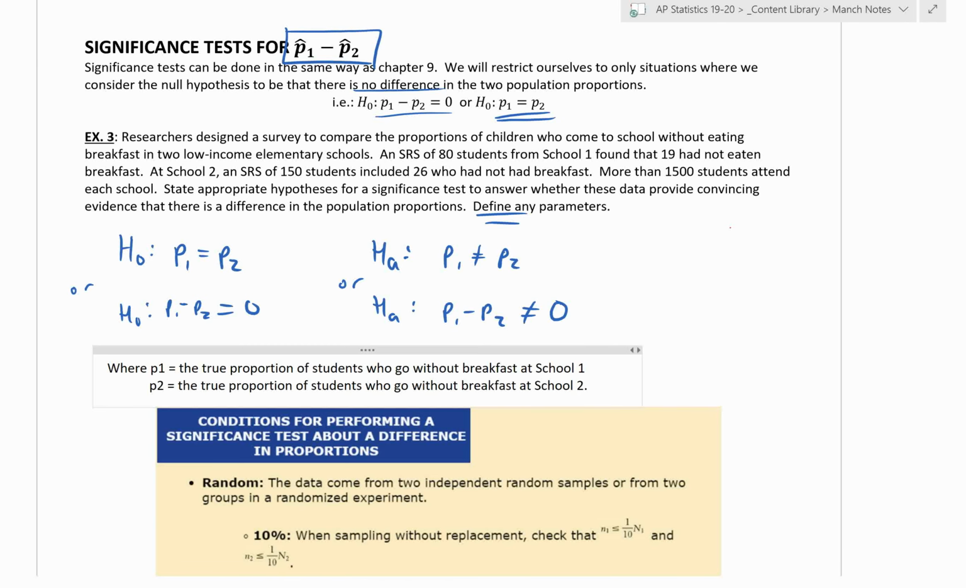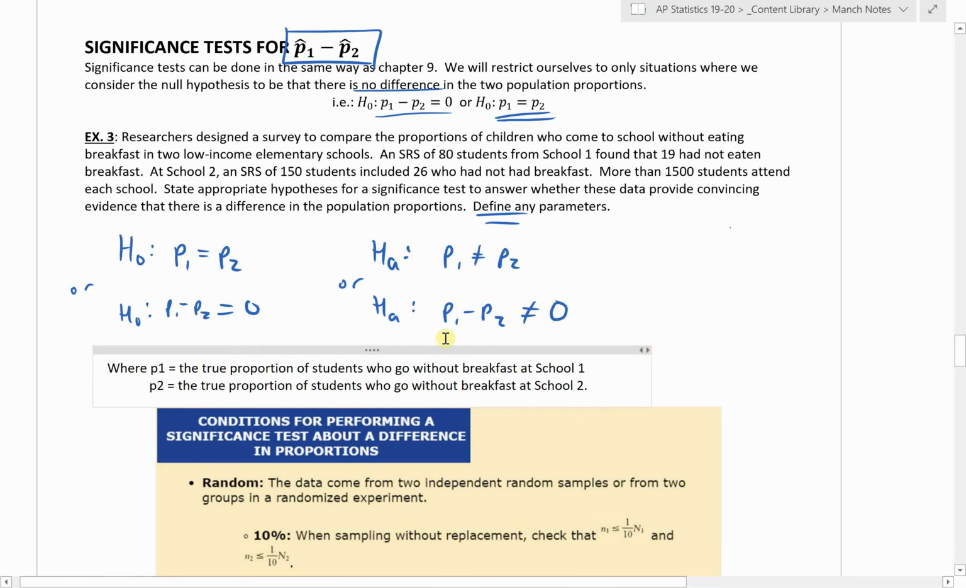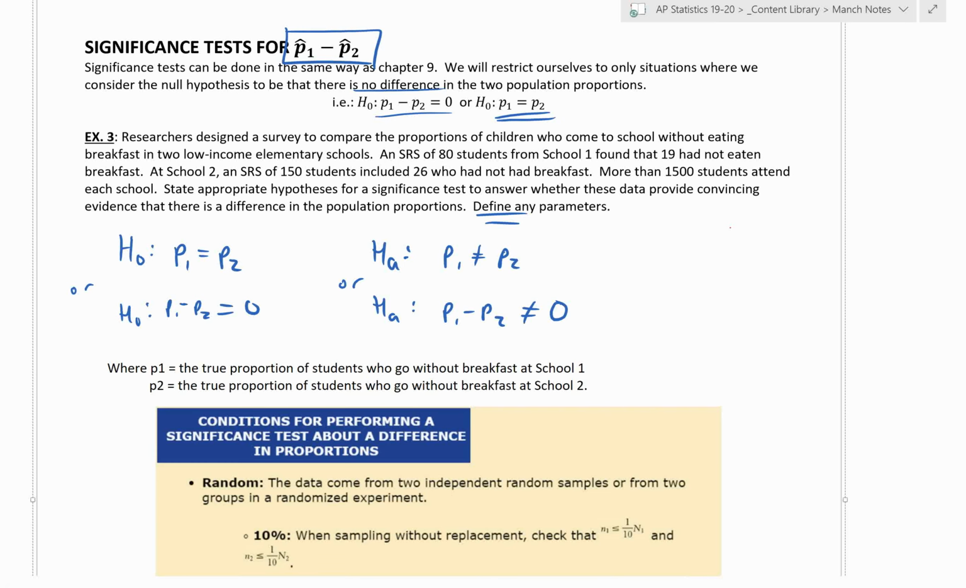Okay, so make sure you always define your hypotheses, always define your parameters when you state your hypotheses. So in this case, we're trying to see whether the true proportions are unequal. Make sure you state what those true proportions P1 and P2 are.